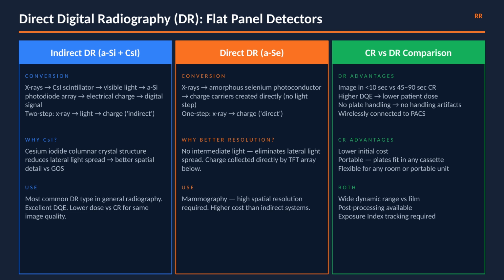Direct DR uses amorphous selenium as a photoconductor. X-rays interact directly with the selenium layer and create charge carriers without any intermediate light step. 1 conversion. X-ray to charge. Hence, direct. The TFT array beneath collects the charge directly.